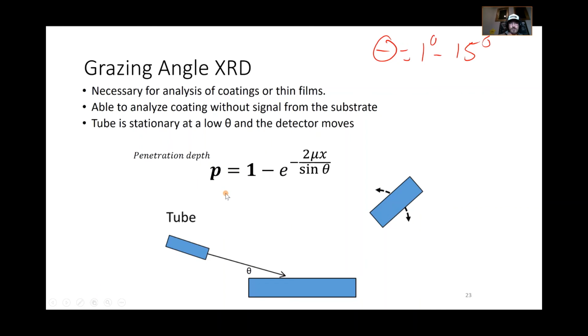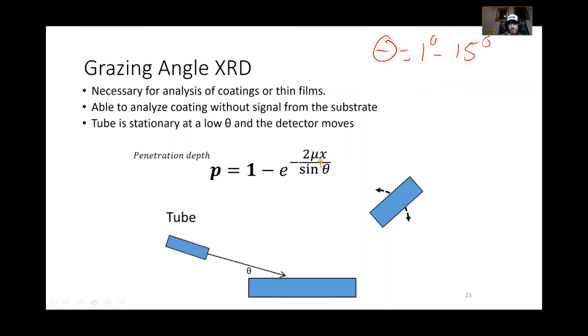You get a depth of penetration equation, and typically, you're kind of knowing what you're looking at. So P equals 1 minus e. I'm real sorry about the quality of this equation. This is an exponent: e to the negative 2 mu x over sine theta. This equation is taking the linear absorption coefficient. So you kind of have to know the density of your material if you don't have linear absorption coefficient data. If you look at that NIST database I pointed out to you, you can get linear absorption coefficient data. So the depth of penetration, 1 minus e to the negative 2 mu x.